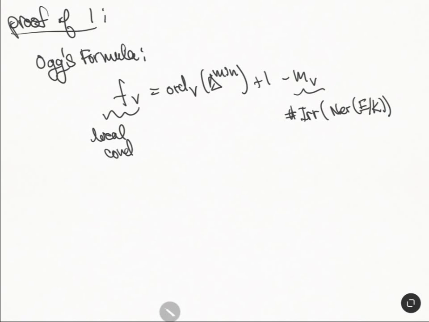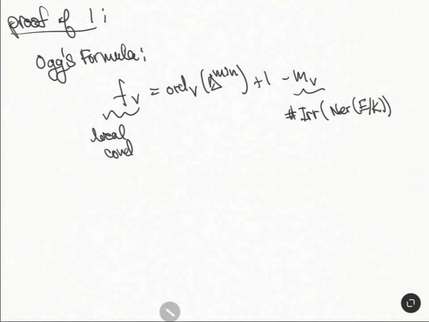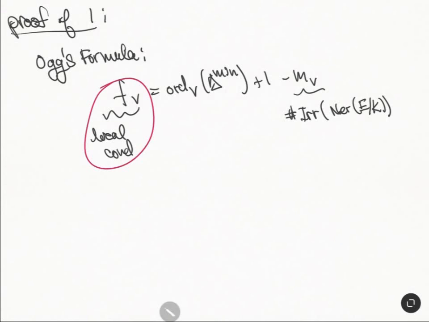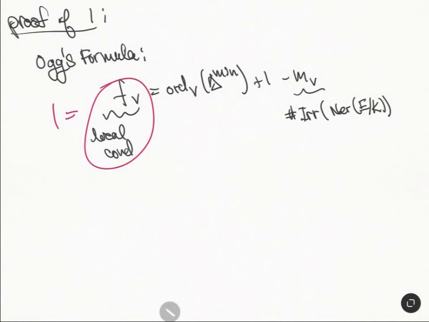Okay, and in our application, so what are we doing? So E has multiplicative reduction. So in the multiplicative reduction case, the conductor term is equal to 1, right? Which tells us that ord_v of the minimal discriminant is equal to m_v, the number of irreducible components.